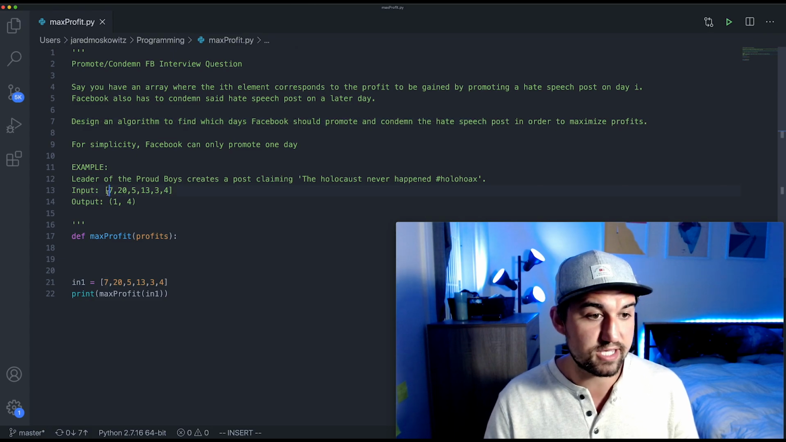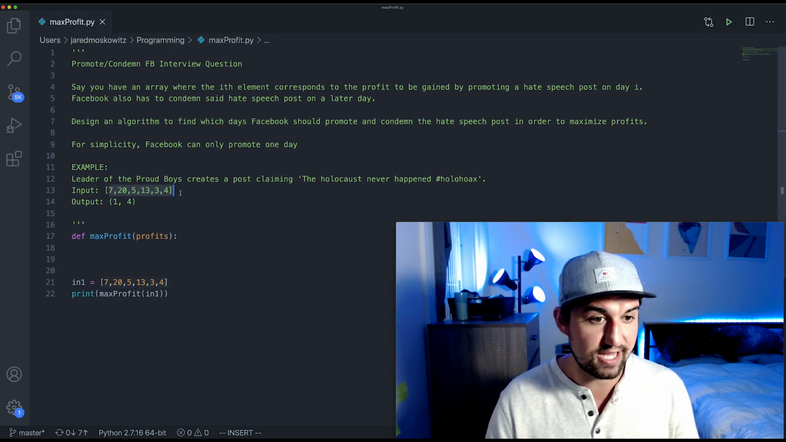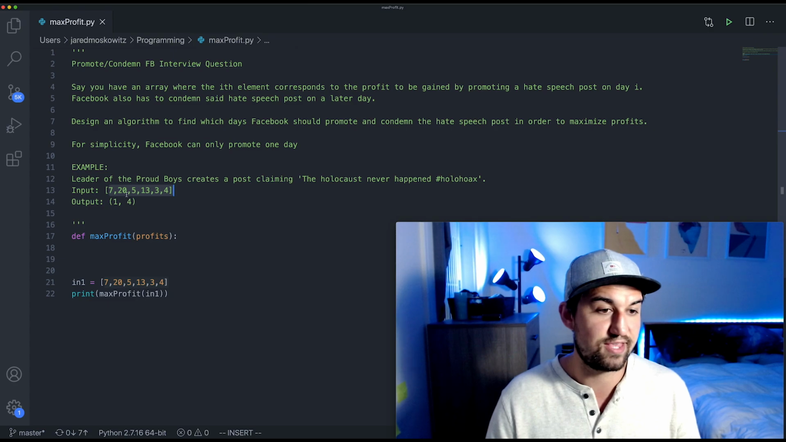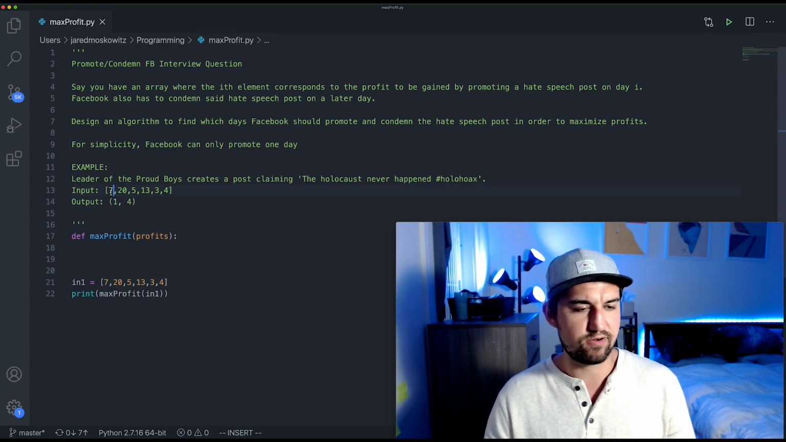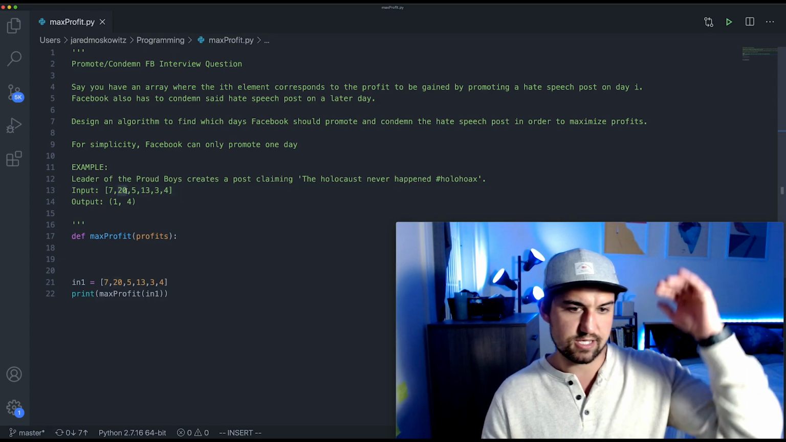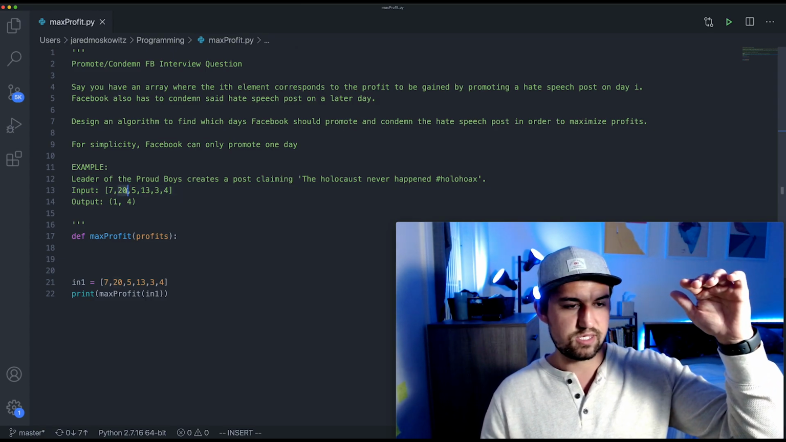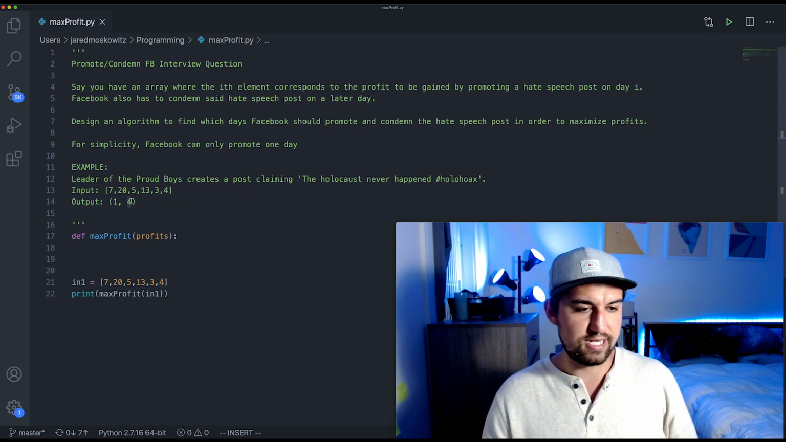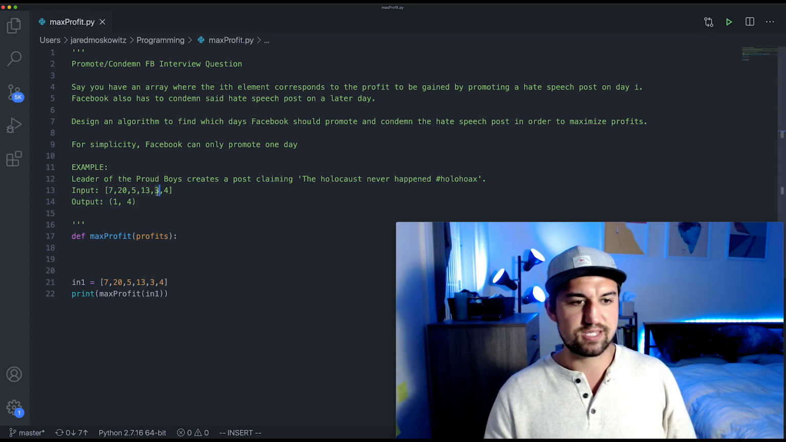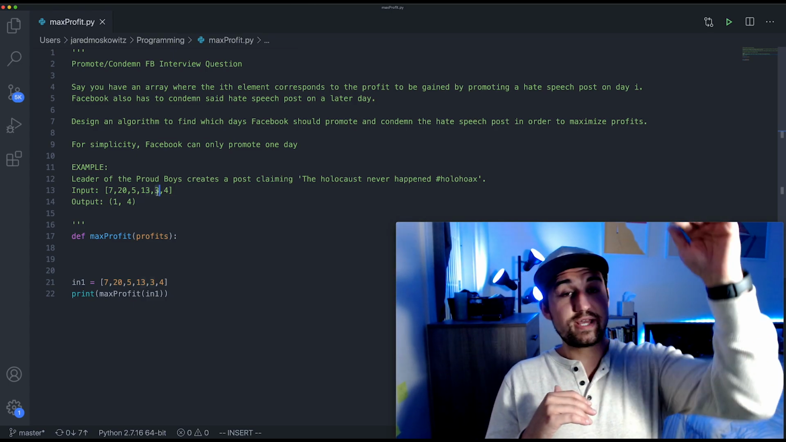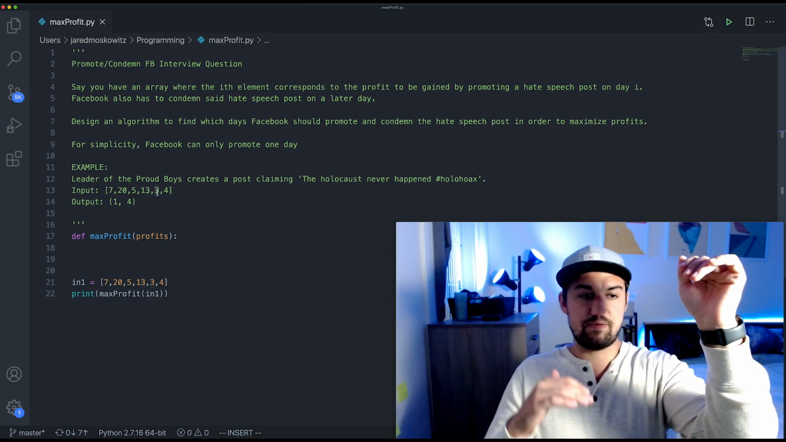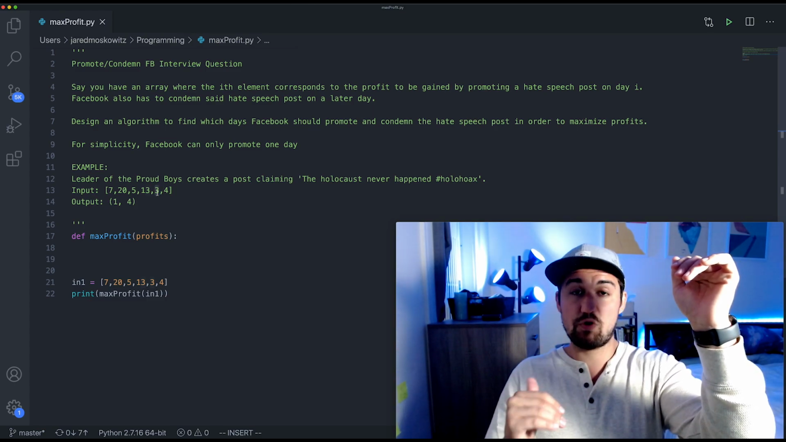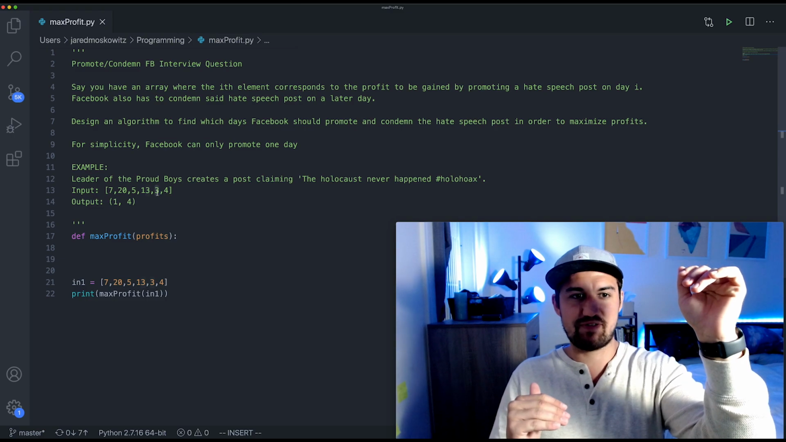The input would be these. This is the profit to be gained on various days consecutively, and then this is the output. The output is indexed by 0 here, so it would be 20. That's the highest profit that you can get in this, and then you would want to condemn that post on index 4, which is right here. That's 3, so that's the lowest. So promoting that hate speech on day 1, starting at 0, and then condemning it on day 4 is where you can maximize that profit for hate speech.